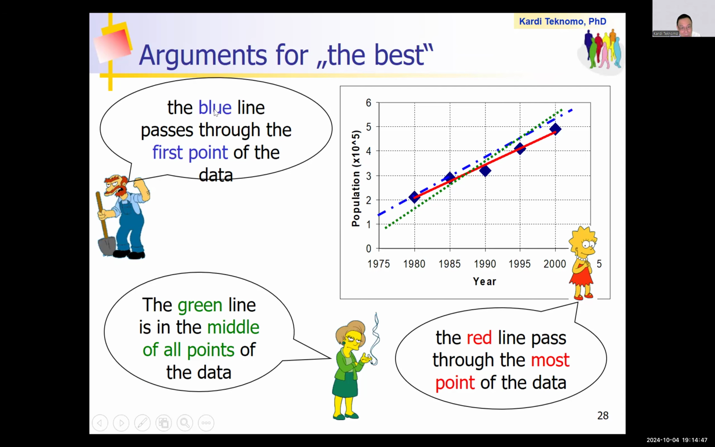The blue line passed through the first point. The green line is in the middle. One said the average, and the red one probably passed the most data points. So these are the arguments that you can always make. But there are some objective criteria that we use.